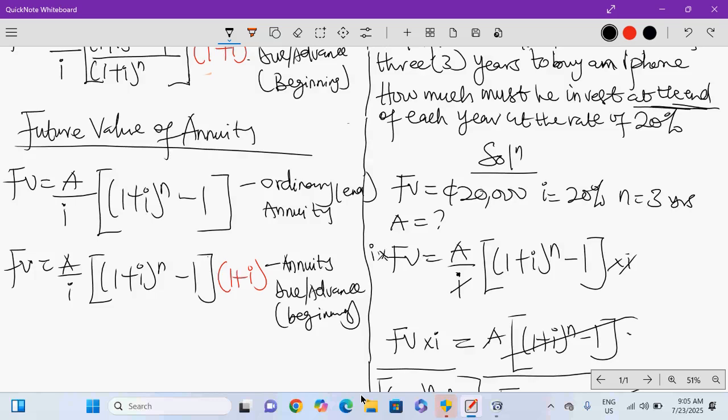This question is not asking the present value. How much will she invest? Present value. No, it's asking the A. To take note, this is not the present value, right? It is not how much you will invest at the end of each year. That is not the present value. That is the equal amount that you pay within the equal interval, right?